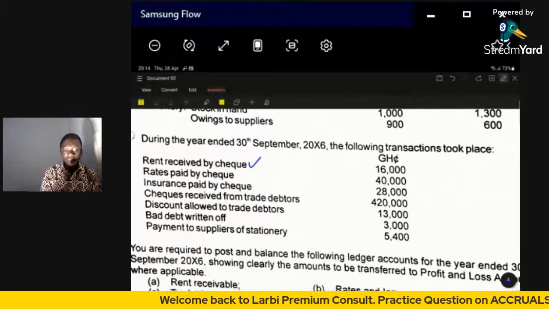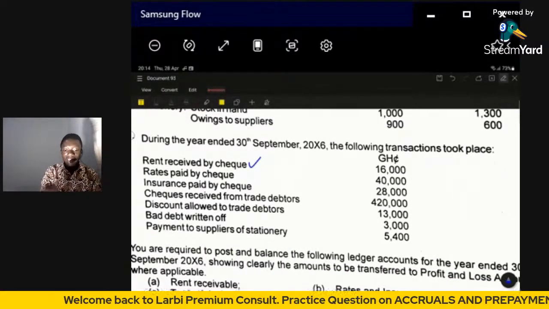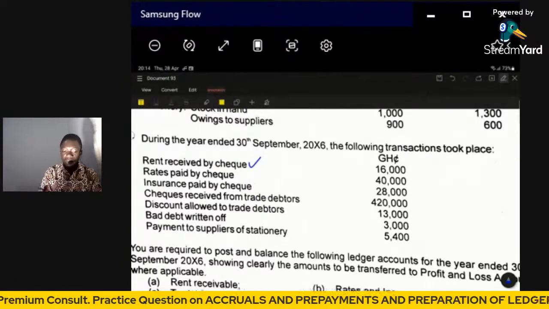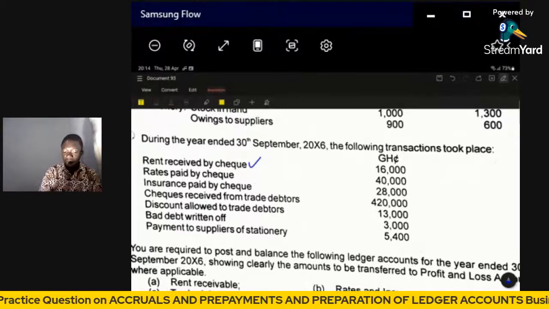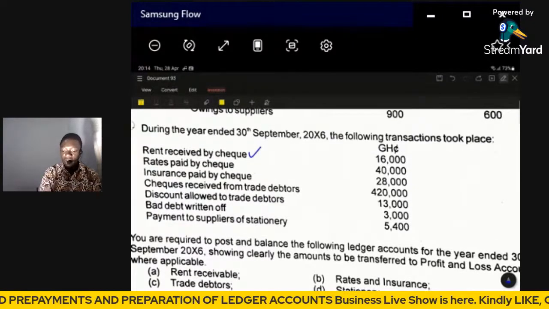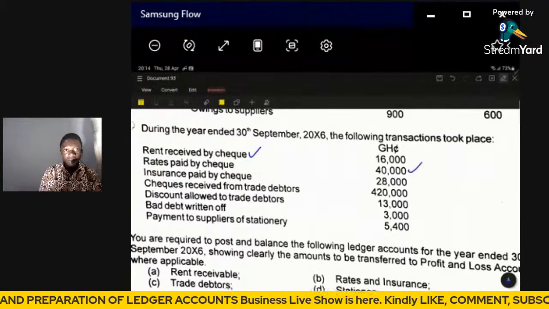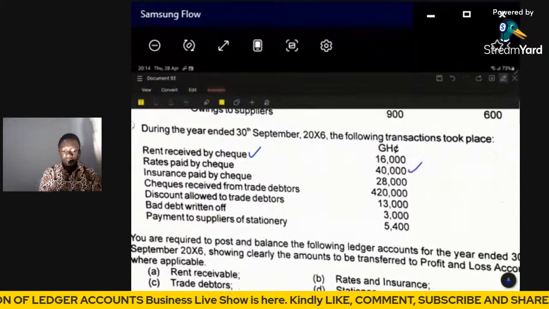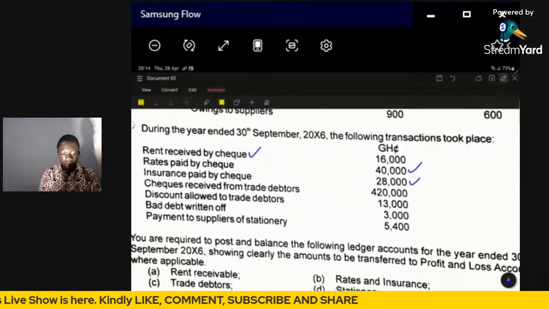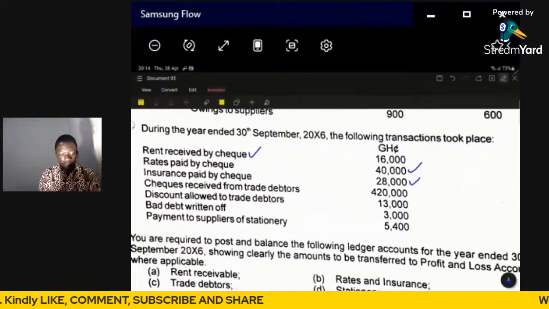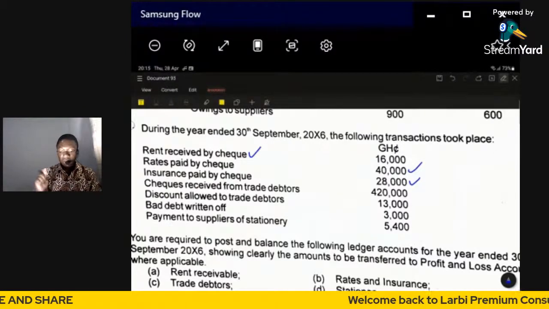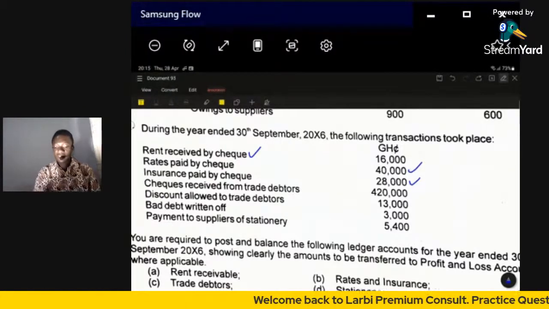What happened during the year? During the year ended 30th September 20X, the following transactions took place. Let's see the information that is relevant to rate and insurance. We have one here: rate paid by check. You also have insurance paid by check. Is there any other information related to rate and insurance? You have check received from debtors. So the other information doesn't have any relation with rate and insurance.